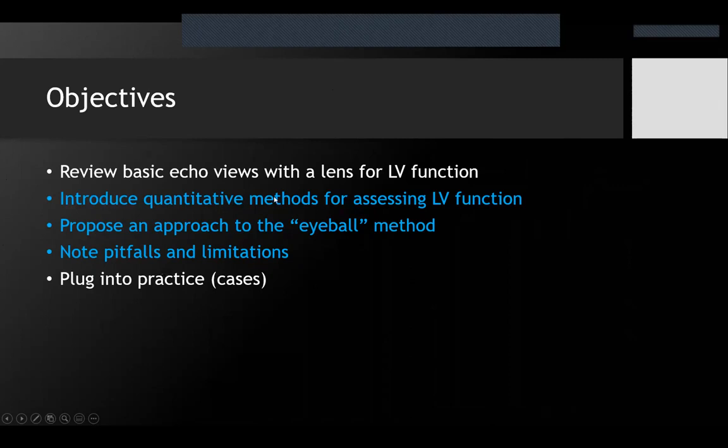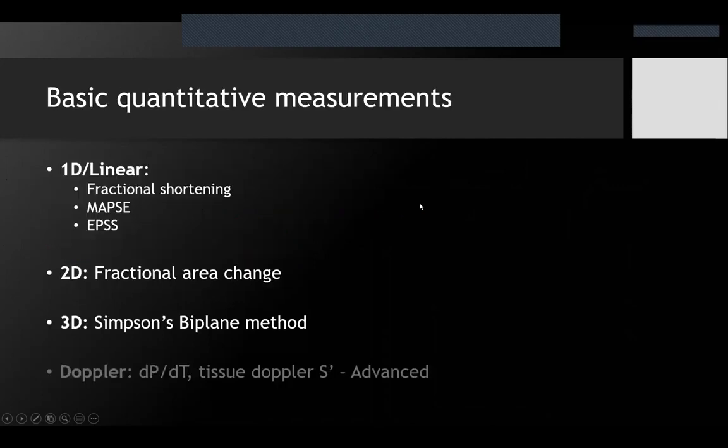What I'm going to do is introduce some quantitative measures for assessing LV function, which are strictly beyond basic critical care echo, but I think they're actually very simple to do and will help you train your eye for assessing myocardial excursion, myocardial thickening, and chamber contraction, and that will help you develop an eyeball. And along the way, I'll try to point out some pitfalls and limitations.